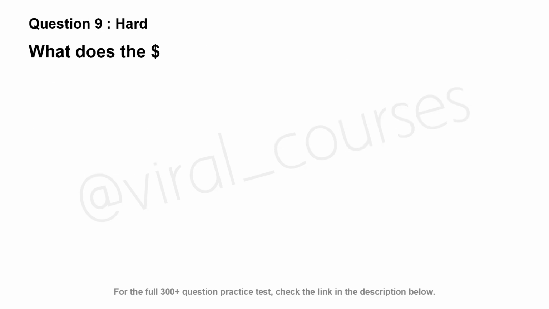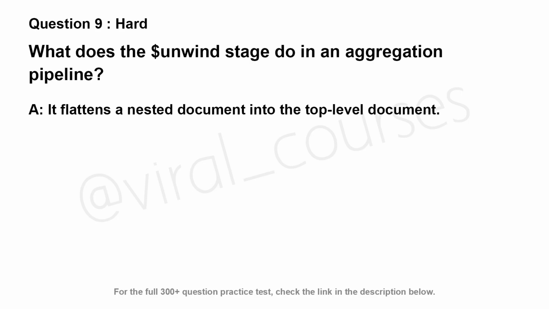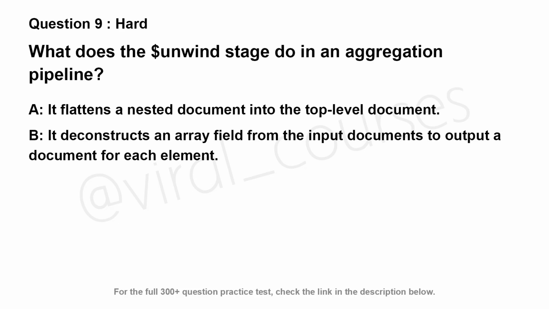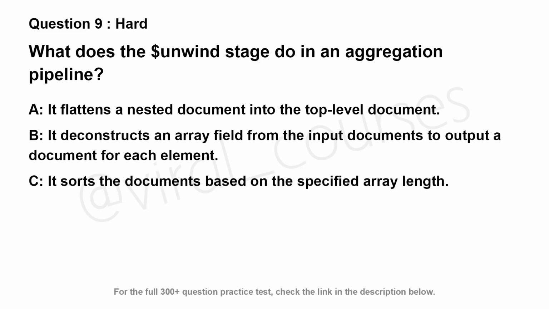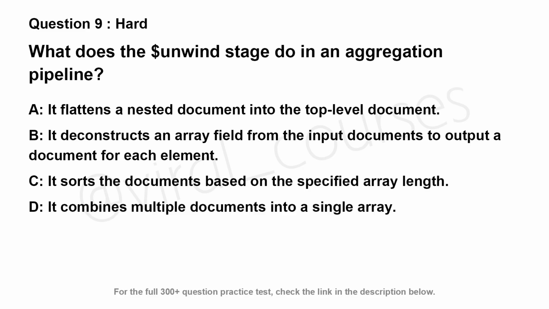What does the $unwind stage do in an aggregation pipeline? Option A, it flattens a nested document into the top-level document. Option B, it deconstructs an array field from the input documents to output a document for each element. Option C, it sorts the documents based on the specified array length. Option D, it combines multiple documents into a single array.